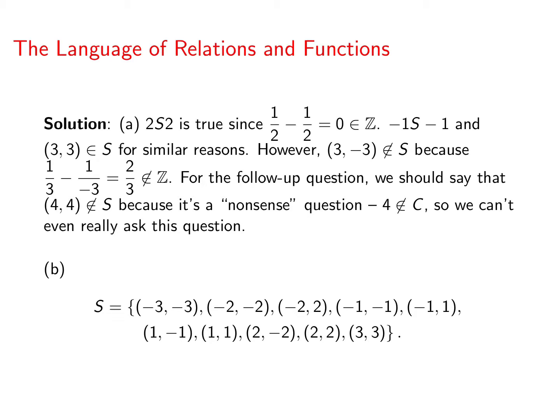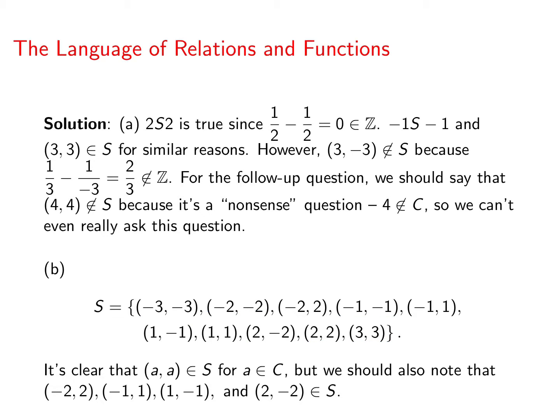Then, in part B, we write down all the elements that are in the relation. Should look like this. Now, it's important to note that it's easy to see that all the ordered pairs where the two numbers are the same, that's definitely in our relation. But there are other things. You should see that -2, 2, -1, 1, 1, -1, and 2, -2, those are also in our relation because if we plug them into our formula, 1 over x minus 1 over y, we'll get an integer.